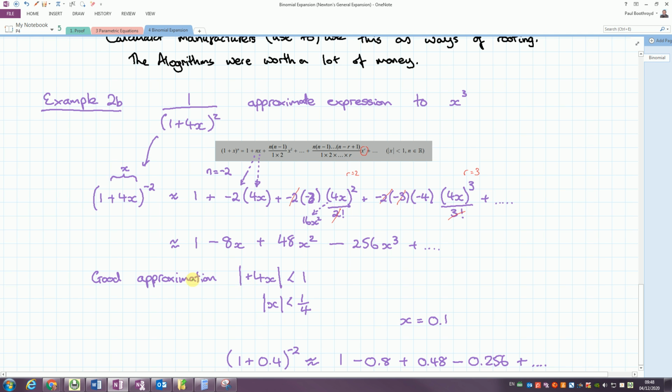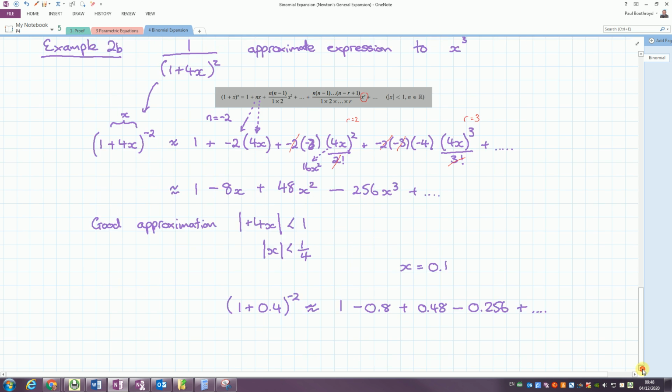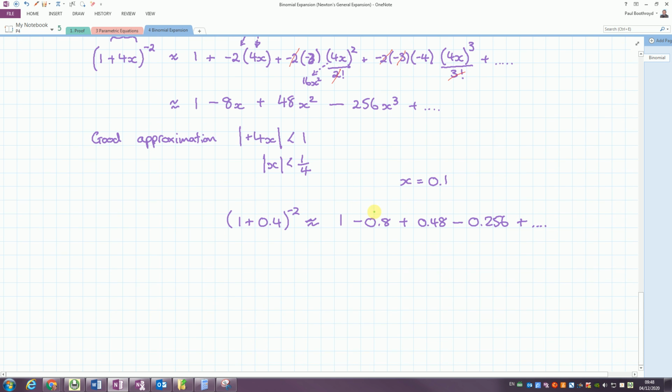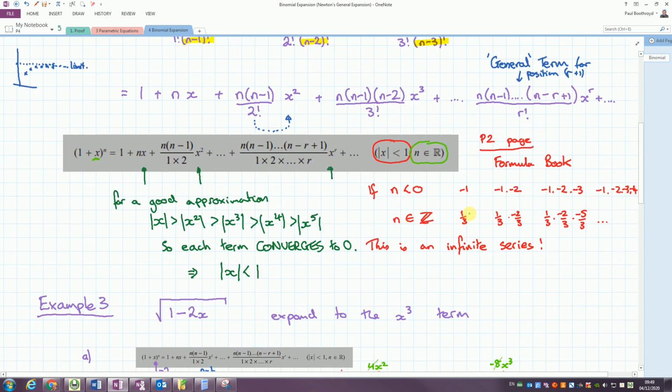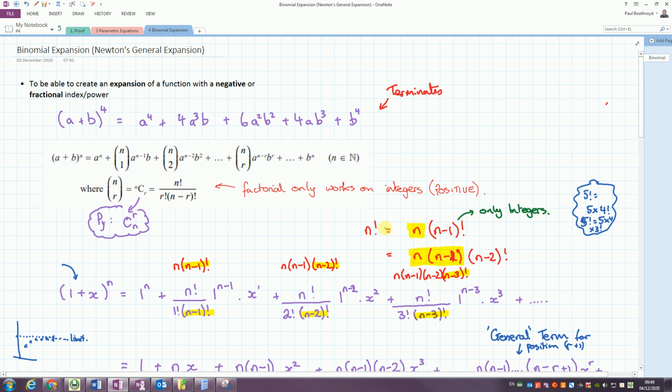State what values it's also approximate for, so we can say that the size of 4x must be less than 1, so the size of x must be less than 1 over 4. And then if you put numbers in, you can find approximations for a number of different things that are going on. I don't think I was going anywhere with this one. So that's the summary from yesterday's lesson, hopefully on a clearer microphone.